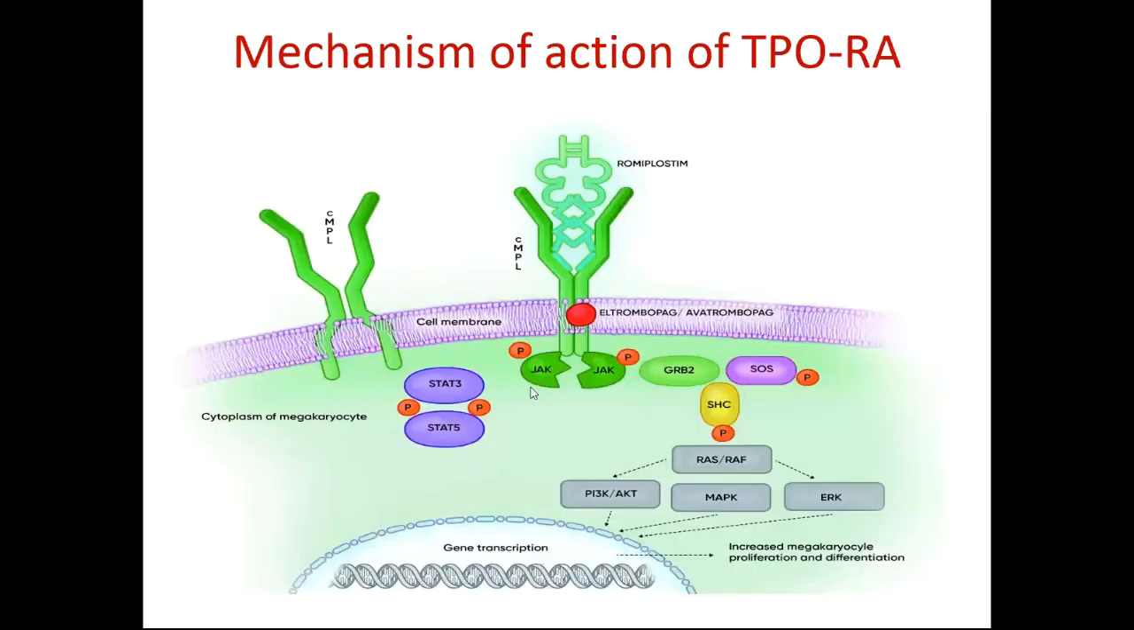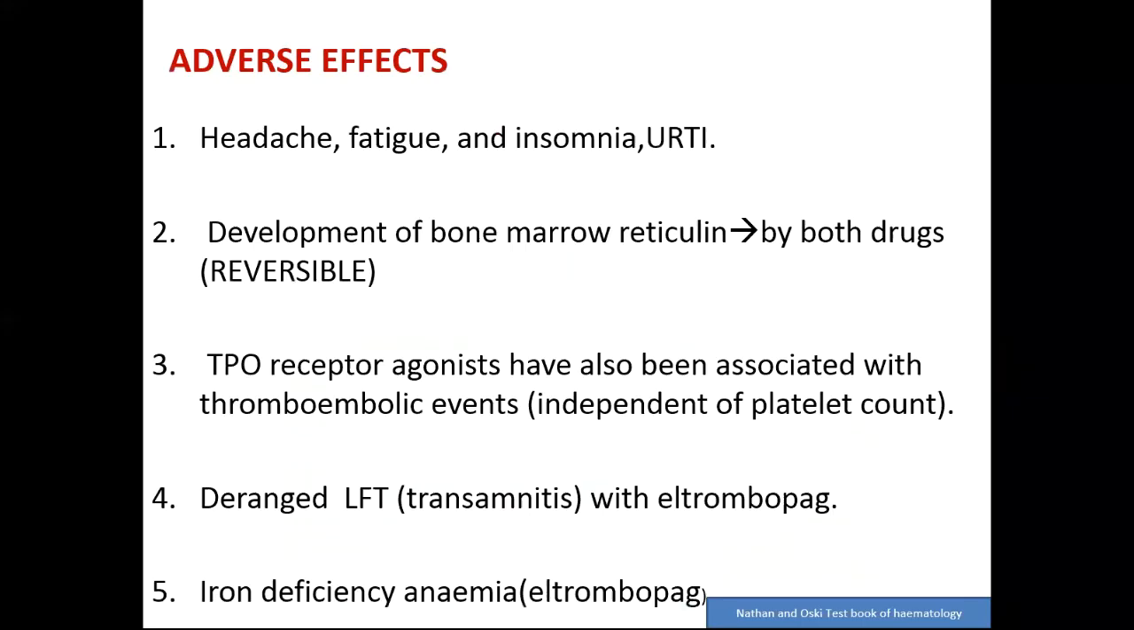So coming to the mechanism of action. This is the cytoplasm of the megakaryocyte, this is the cell membrane, and this is the cMPL receptor. Romiplostim acts on the cMPL receptor, and eltrombopag and avatrombopag act on the juxtamembrane part of this receptor, and through this they stimulate the JAK pathway, and through the JAK and STAT pathway this further causes increased megakaryocyte proliferation and differentiation, and thus the platelet count increases.